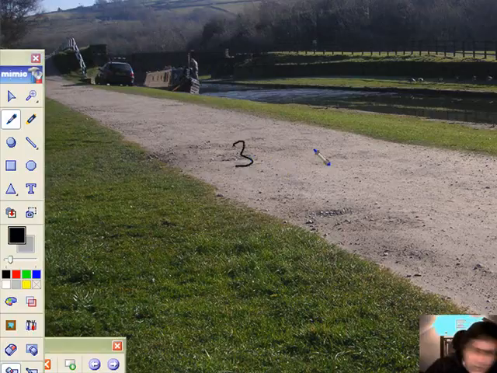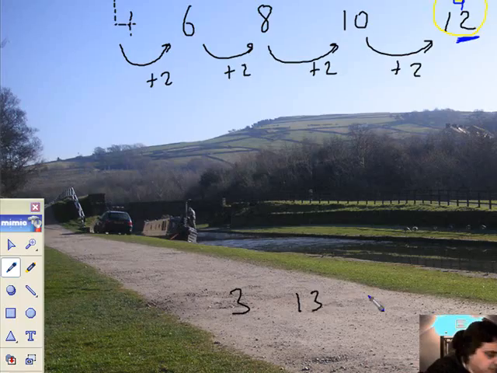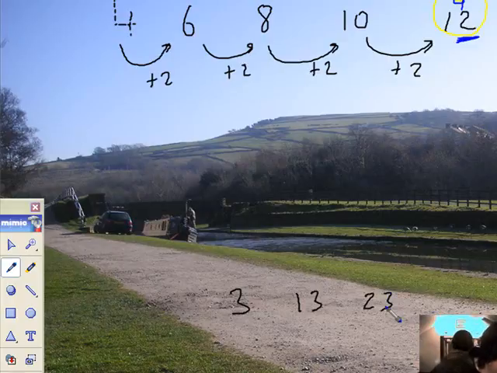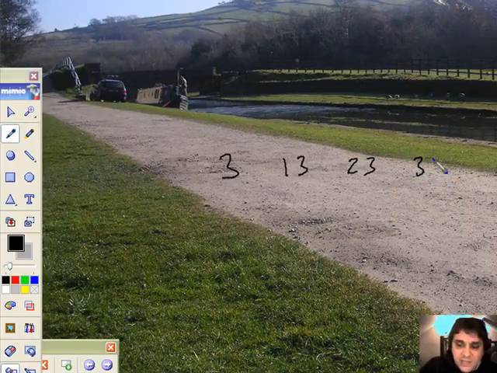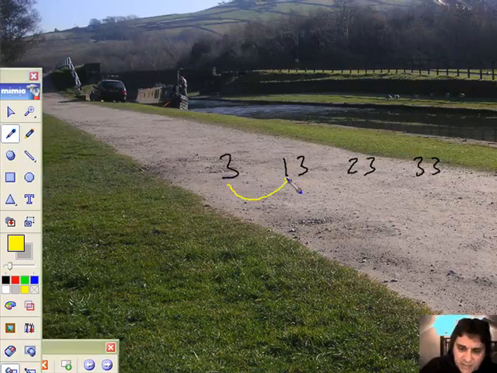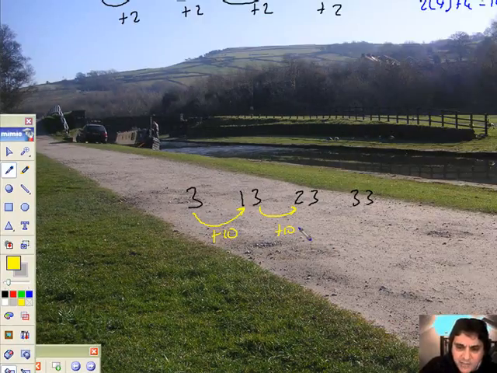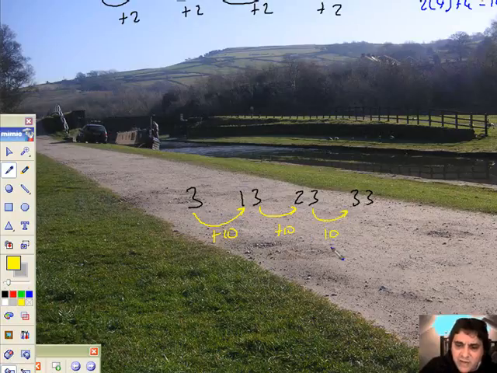Working down here. 3, 13, 23. And then what happens? It says 3 again. I bet it's supposed to say 33. I'm going to write in a 33. I reckon that's a misprint in the book. Don't all those odd numbers scare you? They certainly scare me. But anyway, once you start saying plus 10 and plus 10, it's not scary anymore, because you know it's a 10n rule.